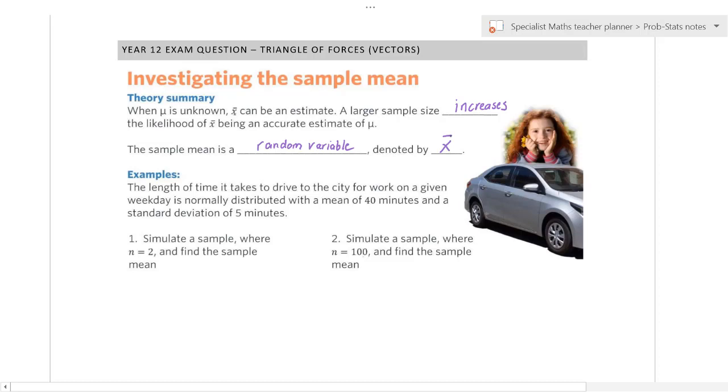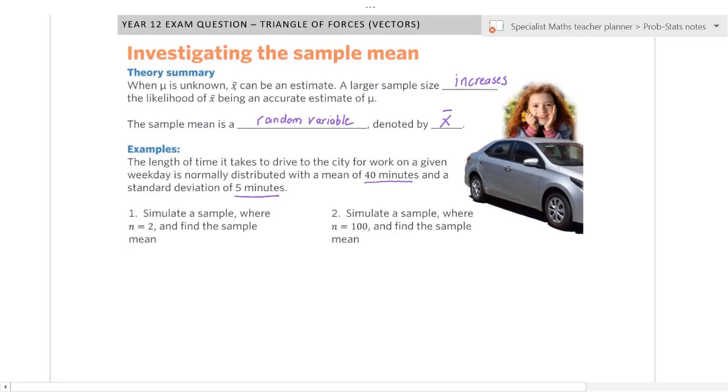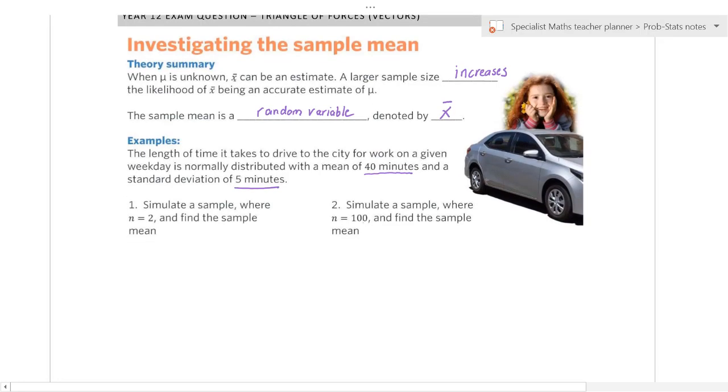Now we've got an example here. The length of time it takes to drive to the city for work on a given weekday is normally distributed with a mean of 40 minutes and a standard deviation of 5 minutes. Simulate a sample where n is equal to 2 and find the sample mean. So look, can I just say that this simulation stuff is all well and good, but quite frankly, we can do this in class.